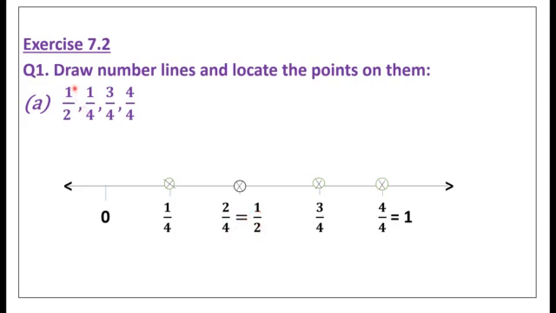That is written over here in the question. Then the third part is 3 by 4, and we have marked it here. And the fourth part is 4 by 4, that is equal to 1. So in this way we locate fractions on the number line.